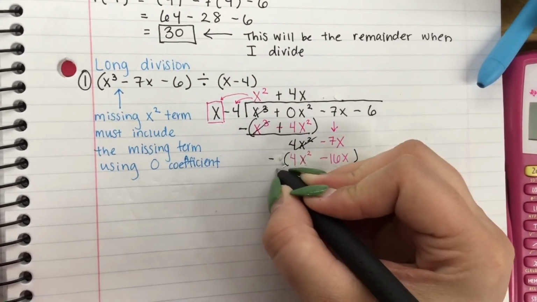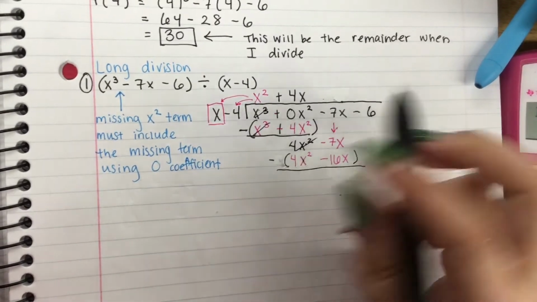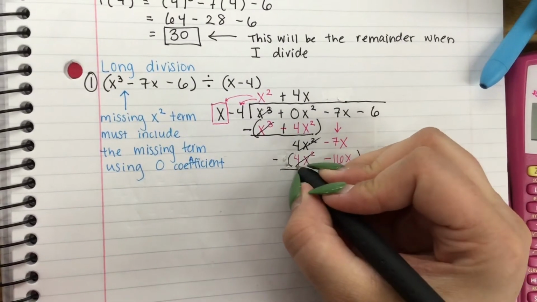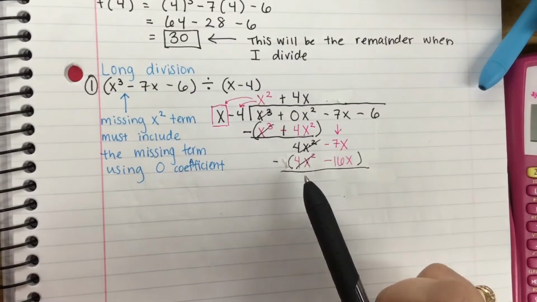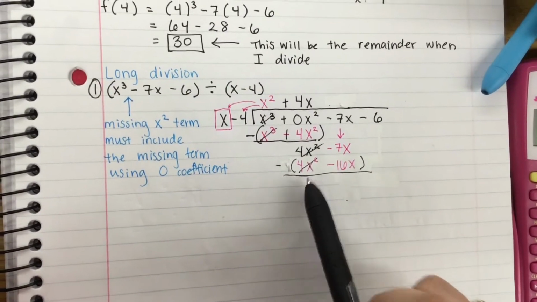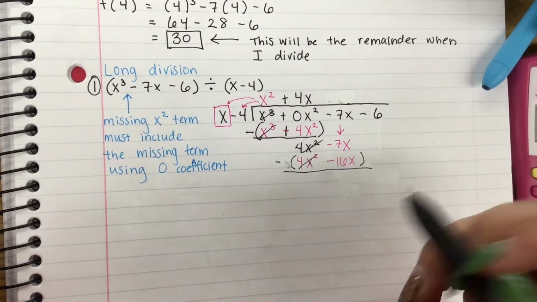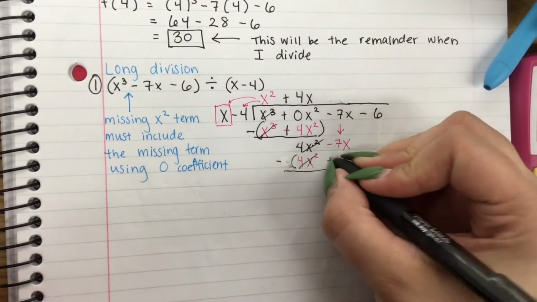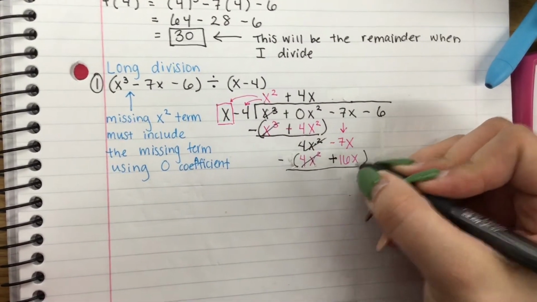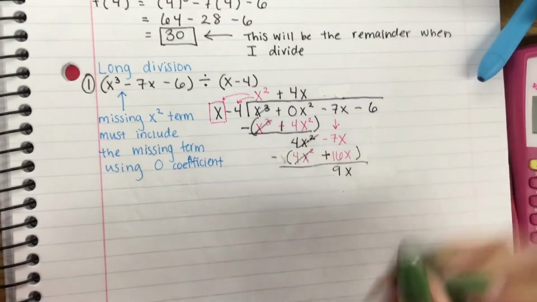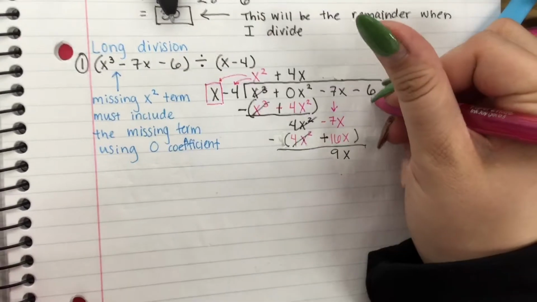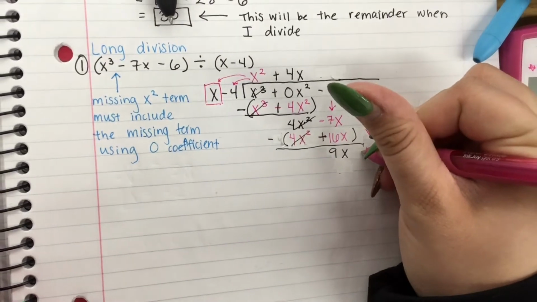When I subtract that whole thing, 4x squared minus 4x squared will cancel, but then that negative 16 will change to a positive 16 because minus negative 16 is adding 16x. So negative 7x plus 16x gives me 9x, and then I can go ahead and bring down that next negative 6, that next term. So this is the last time we're doing this.